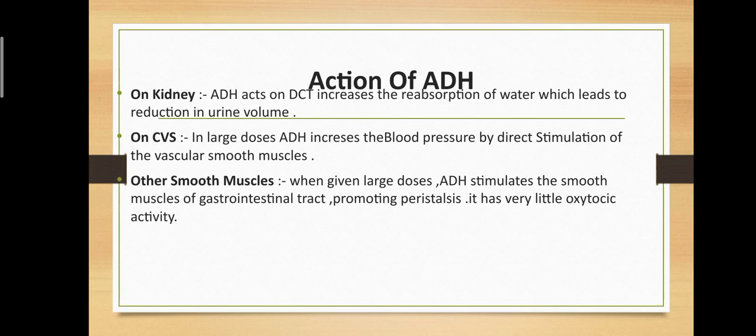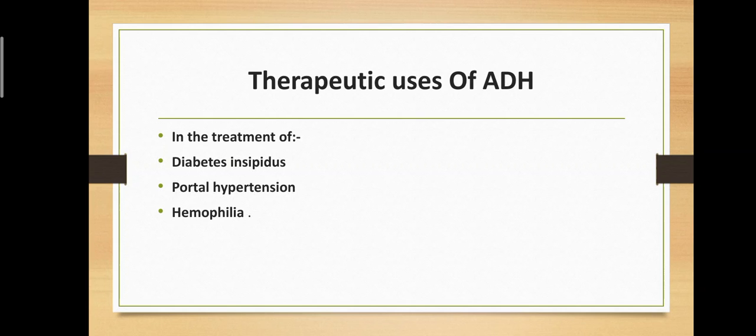Action on other smooth muscles: when given in large doses, ADH stimulates the smooth muscles of the gastrointestinal tract, promoting peristalsis. It has very little oxytocic activity. Therapeutic uses of ADH: it is used in the treatment of diabetes insipidus, portal hypertension, and hemophilia.